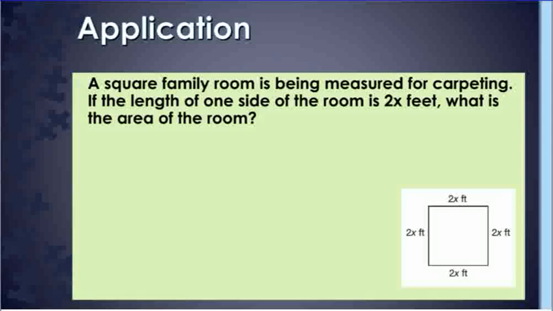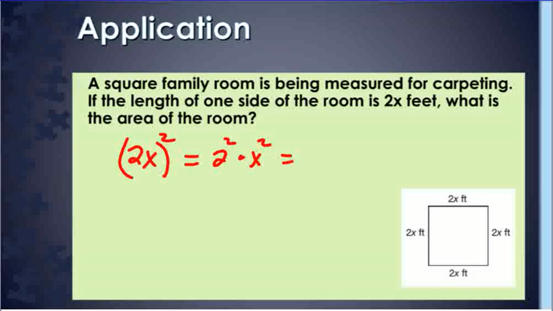And some application problems. A square family room is being measured for carpeting. If the length of one side of the room is 2x feet, what is the area of the room? The area of a square, we take our side and we square it because it's the side squared. So if I would square this, it'd be 2 squared times x squared, which would give us the answer of 4x squared square feet.